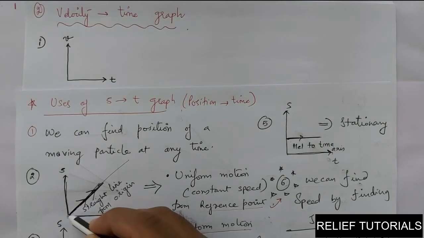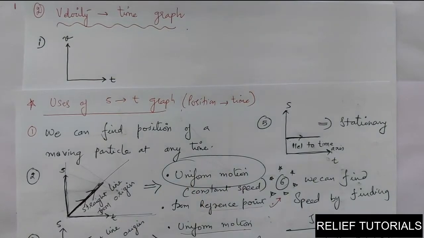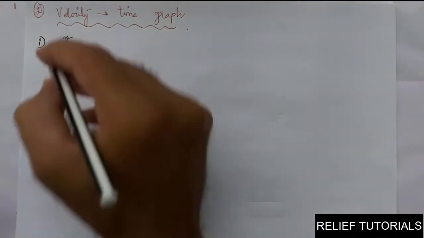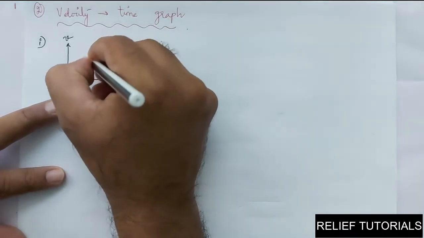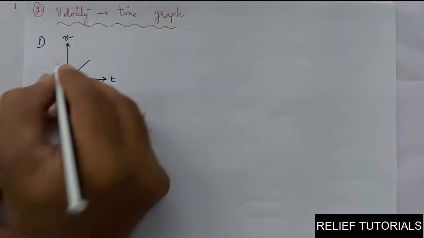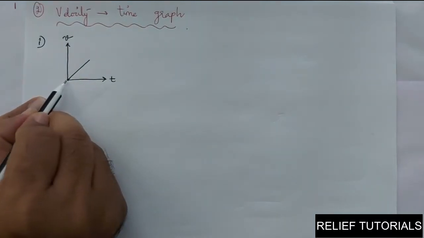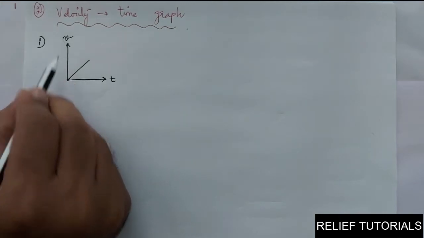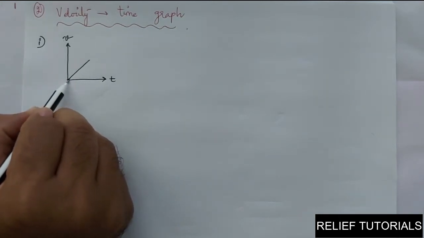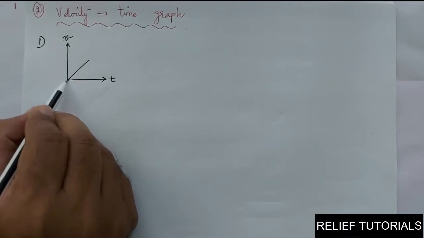And as the distance traveled by the particle increases, it means what? The particle is moving with uniform motion. But here, if I draw the graph like this, what do you mean? See, first of all, this is the origin. Origin here means what is 0 here? Time is 0 and velocity is 0. Time is 0 and velocity, meaning speed, is 0.